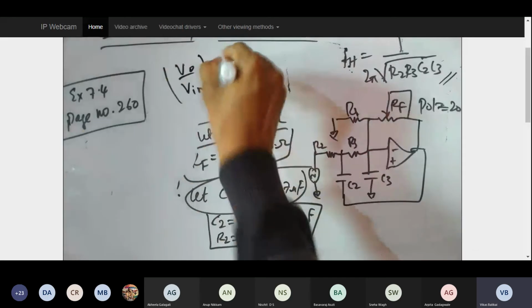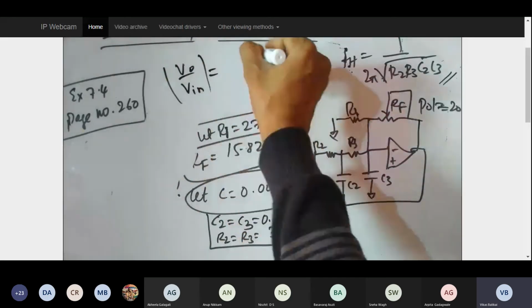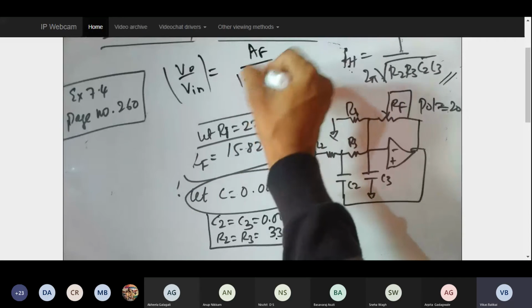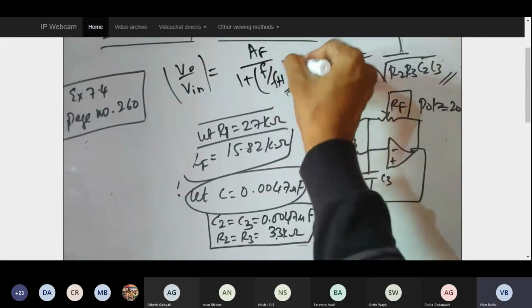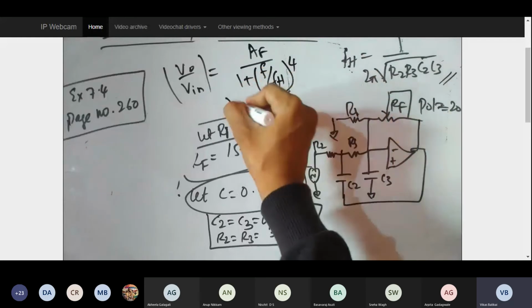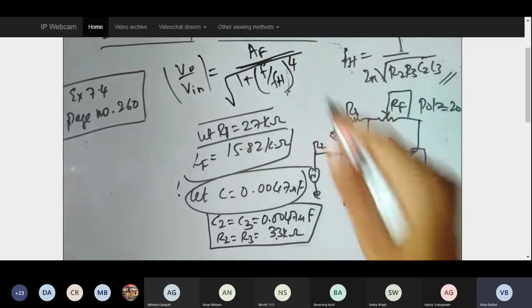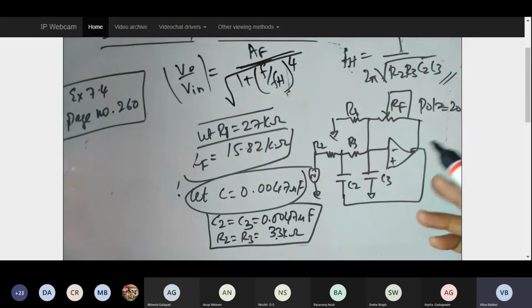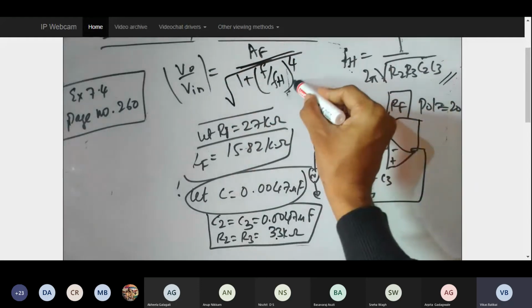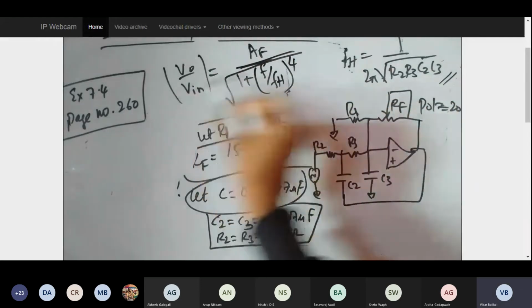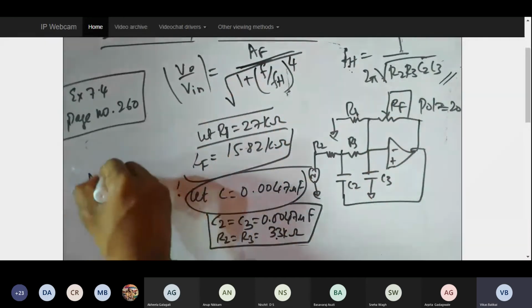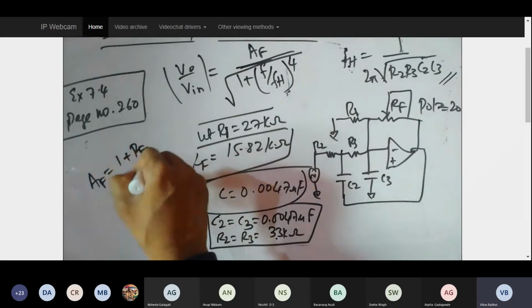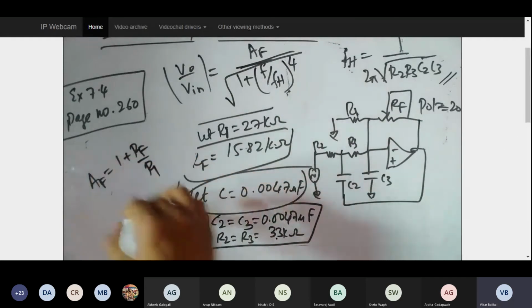Now, the V0 by Vin equation here is AF divided by 1 plus F by FH to the power of 4, because it is a second order equation, so the square of the square will come into the picture. So remember this. Here, the AF value, you just calculate what is AF. AF is given by 1 plus RF by R1. You calculate that, so that will be your AF.